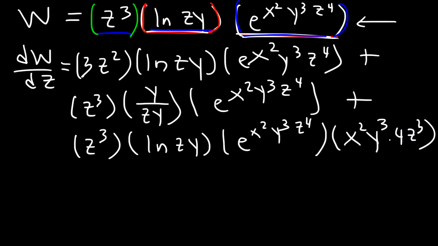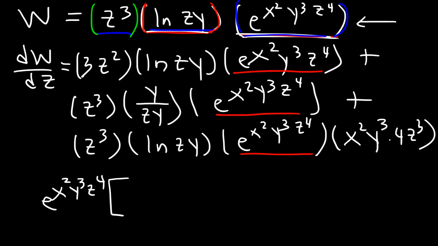Let's factor out the greatest common factor. So we can take out e to the x squared y cubed z to the fourth. That's a common term. And we can also cancel a y, and z will cancel, so that becomes a z squared. So we could take out a z squared from every term. So let's put that here. Now, this is gone, and we took out the z squared.